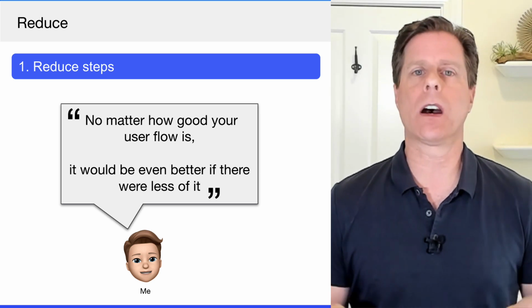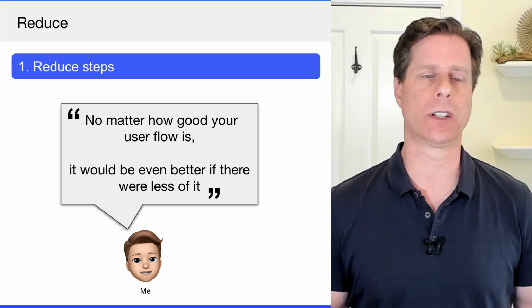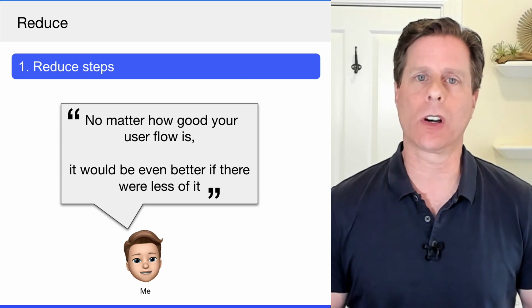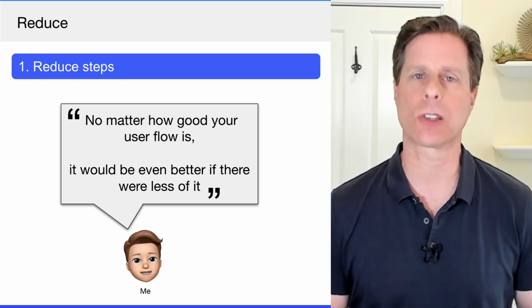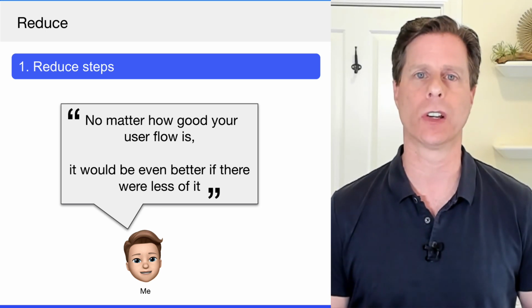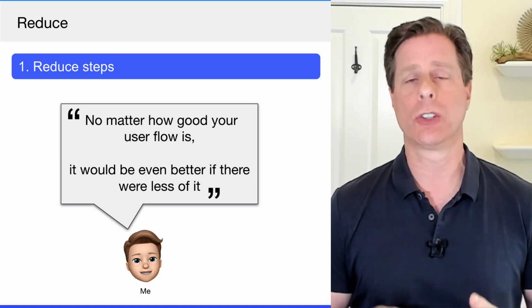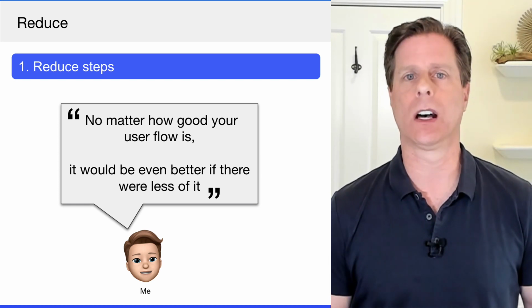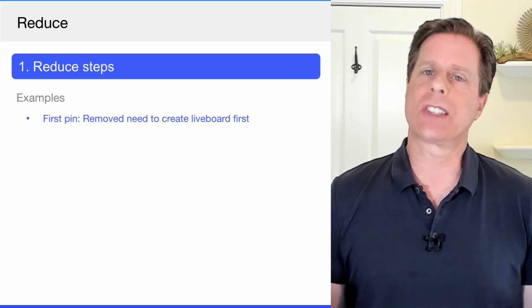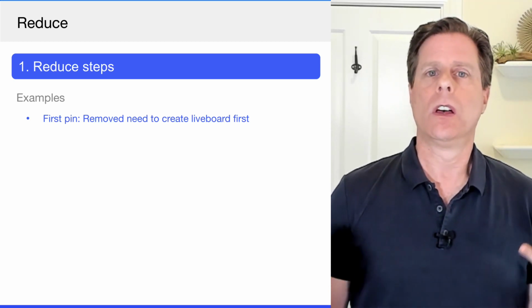When we're talking about reducing, there's really 3 tactics that we're focused on here. The first one is focusing on reducing the number of steps in whatever the user flow is that's associated with your feature. And I'm sure some of you have heard me say that no matter how good your user flow is, it would be even better if there were less of it. In terms of some examples of reducing steps, things we've done in our own product.